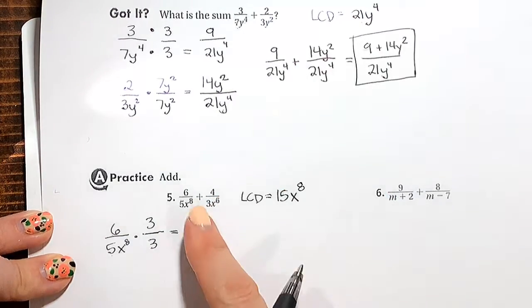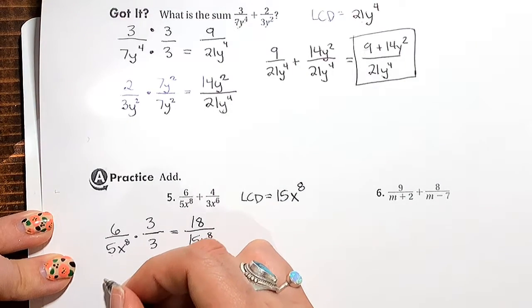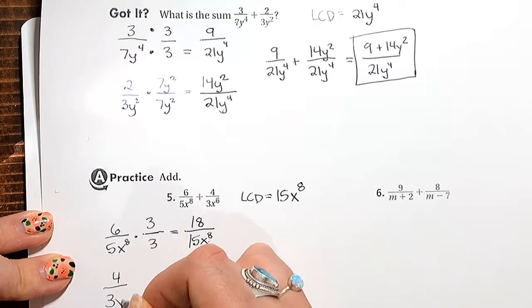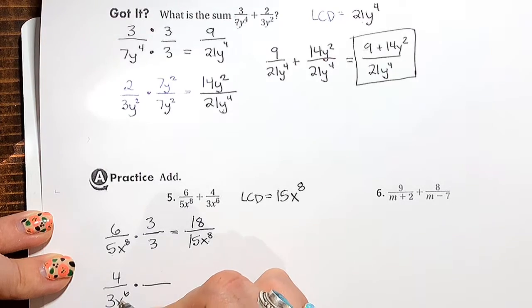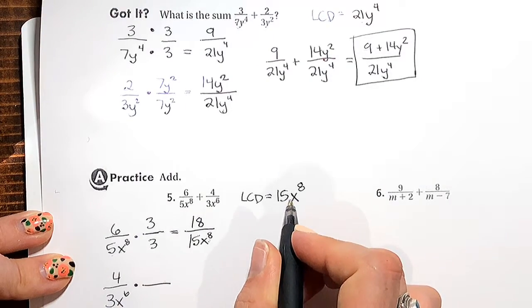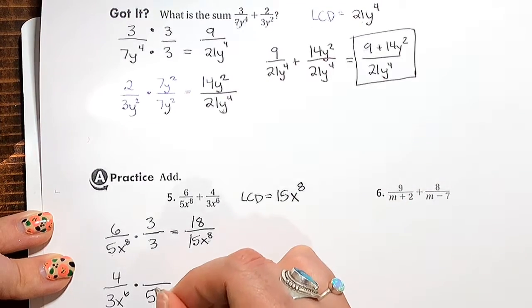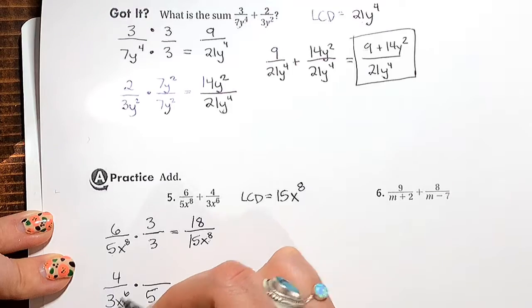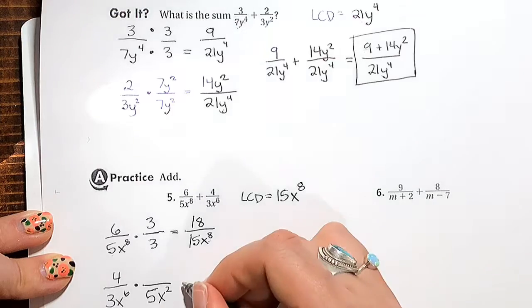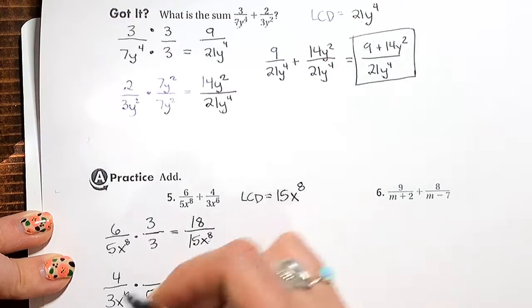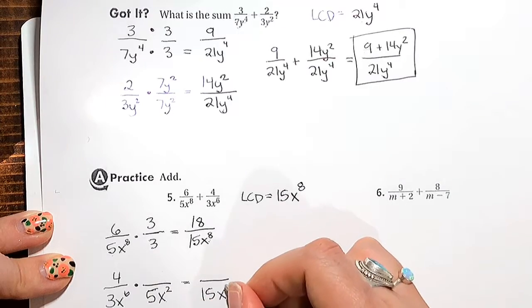So my new fraction will be 18 over 15x to the 8. Then on our second fraction, we have 4 over 3x to the 6. So I'm thinking, what do I need to times 3x to the 6 by in order to get 15x to the 8? Well, 3 times 5 will give me the 15. But right now I still only have 6 x's. I need to have 8 x's. So I need to times it by an additional x squared. So that when I times those two together, 3 times 5 is 15, and x to the 6 times x squared is x to the 8.